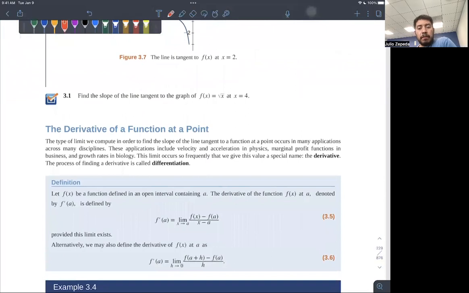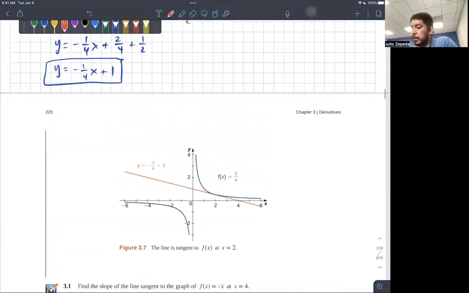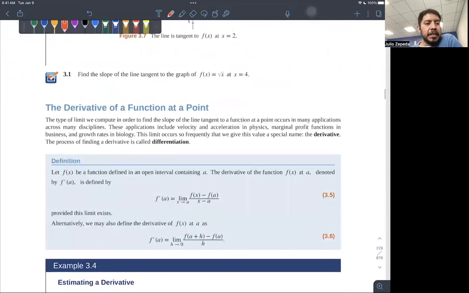So, the derivative of a function at a point. The type of limit we compute in order to find the slope of the tangent line to a function at a point occurs in many applications across many disciplines. These applications include velocity and acceleration in physics, marginal profit functions in business, and growth rates in biology. This limit occurs so frequently that we give this value a special name, the derivative. The process of finding a derivative is called differentiation.